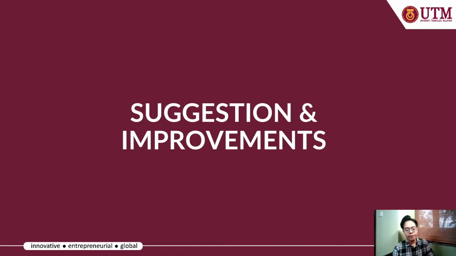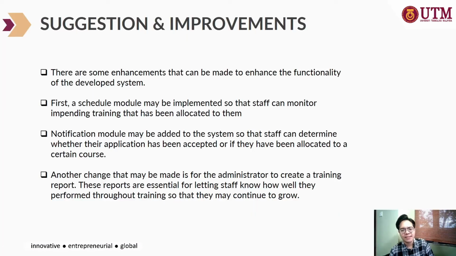So suggestions and improvements. There are some enhancements that can be made to enhance the functionality of the developed system. First, a schedule module may be implemented so that staff can monitor impending training that has been indicated to them. The notification module may be added to the system so that staff can determine whether their application has been accepted or if they have been allocated to a certain course. Another change that may be made is for the admin to create a training report. This report is essential for letting staff know how well they perform through training so that they may continue to grow.